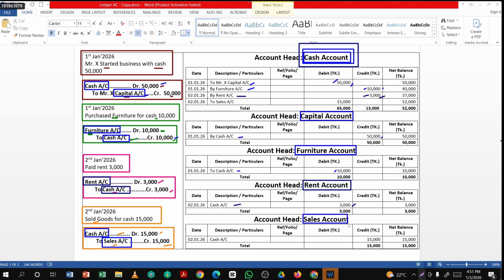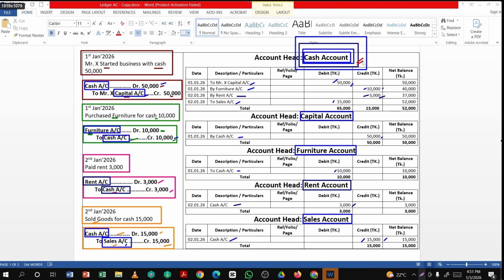This is sales account and this is cash account. In cash account, cash increase, that is asset increase, so cash account ledger will be debit taka 15,000 to sales account, and sales account, that is revenue increase by selling goods, so sales account ledger will be cash account credit taka 15,000. Now we will calculate the balancing figure of every ledger account.